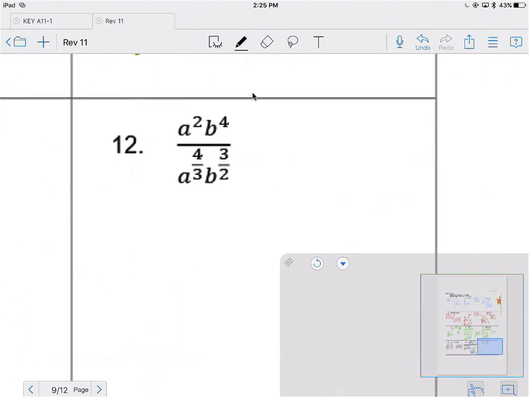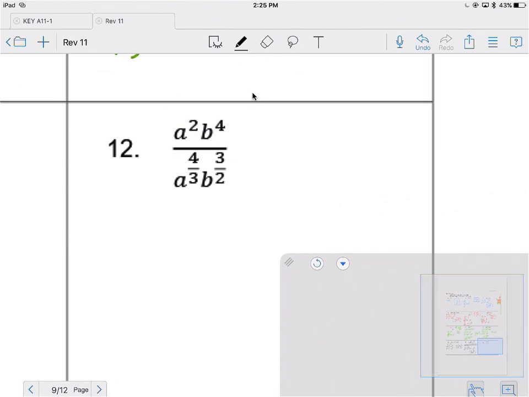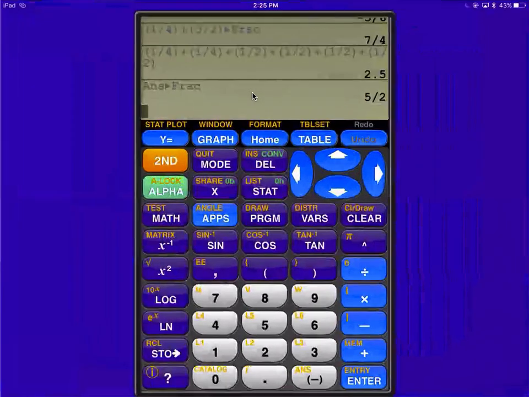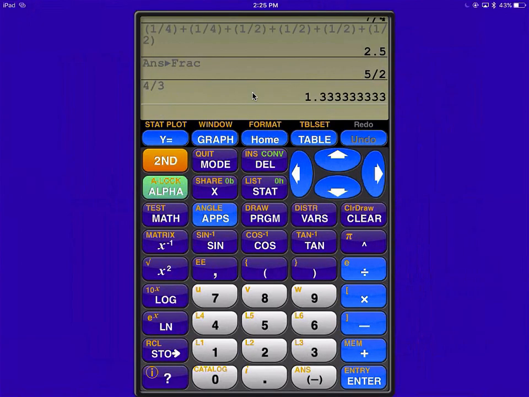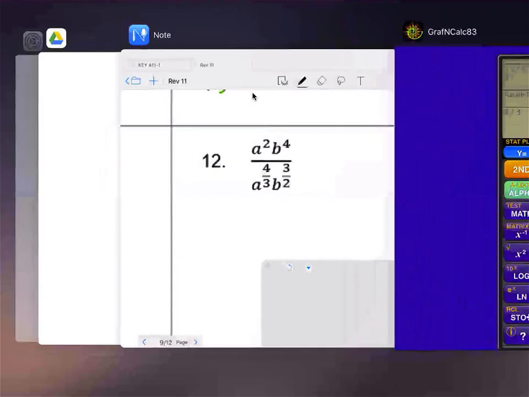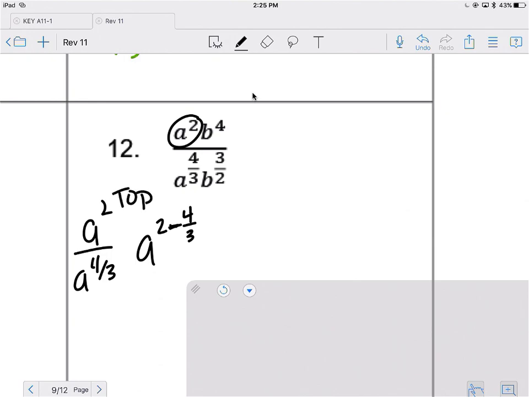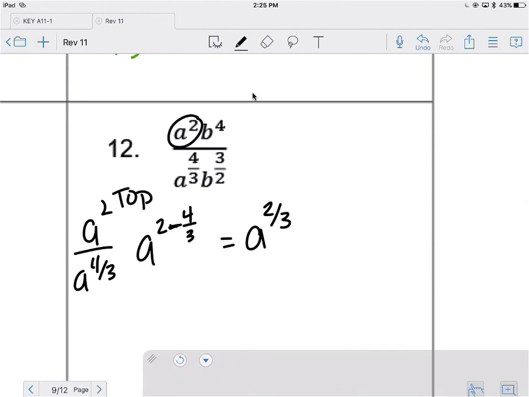Problem 12 is a division problem. Anytime you see those fractions, if you can't tell me which one's bigger on top or the bottom, make sure you convert those fractions into decimals. So 4/3 as a decimal, we can just do 4 divided by 3, and we get 1.3. We can see that 2 is bigger than 3. So I'm going to subtract 2 minus 4/3, and I'm going to put it on the top because that's where I have more. When I subtract those, I get 2/3.